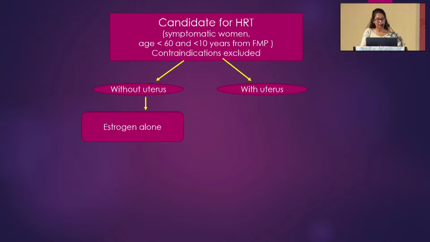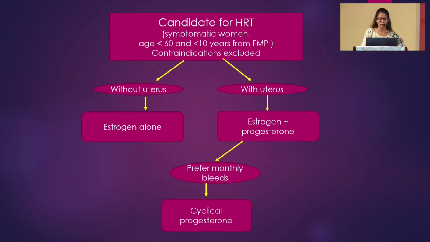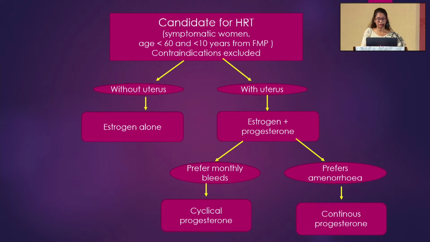And if the patient has a uterus, you have to combine progesterone with this to negate the endometrial proliferative effects of estrogen. So if the woman prefers a monthly bleed, there's the option of treating with cyclical progesterone, and if the woman prefers amenorrhea, continuous progesterone is better. And you have to keep in mind, in late menopausal transition, since women have innate ovarian activity, if you treat with low dose continuous progesterone, there is a risk of breakthrough bleeding.